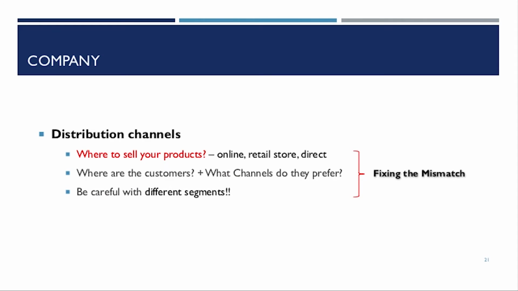Another thing Shijie mentioned earlier is that each customer has their own preference in distribution channel, in how they want to buy our product. So we need to see whether the channel that we have actually matches our customers. If it's not, we need to fix that. But be careful, different segments also have different preferences. Also, there are some changes in distribution channels over time as well.